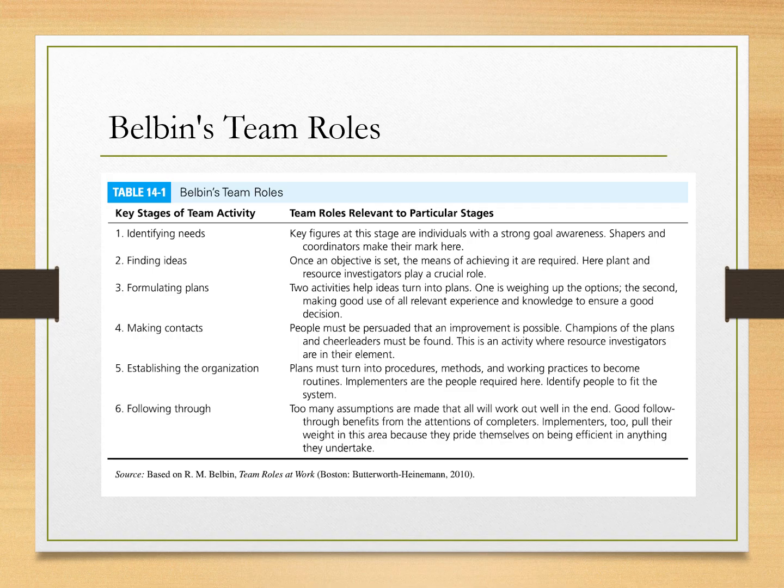Second, finding ideas. Plant and resource investigators generate creative solutions and gather information about what's possible. Third, formulating plans. Here we weigh options using experience and knowledge to turn ideas into feasible plans. Fourth, making contacts. Resource investigators become champions who persuade others and build support for the plan.